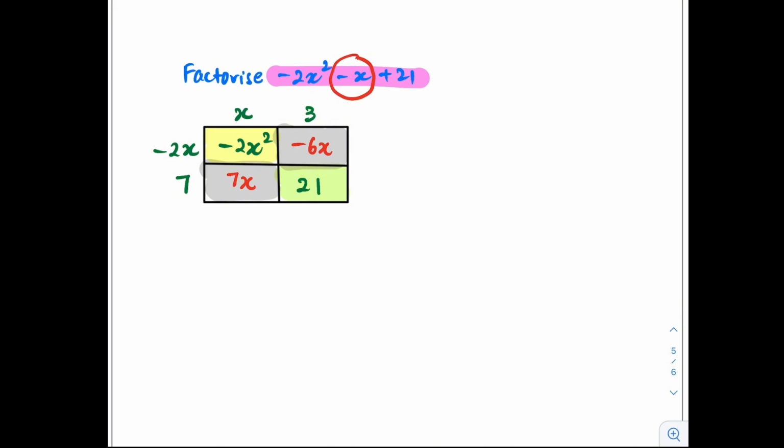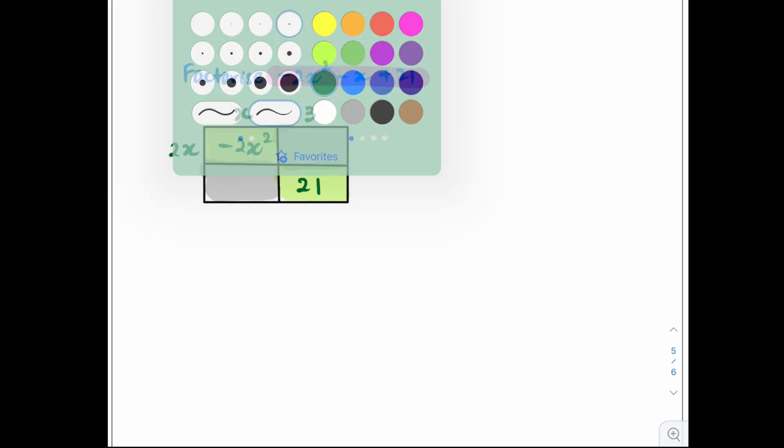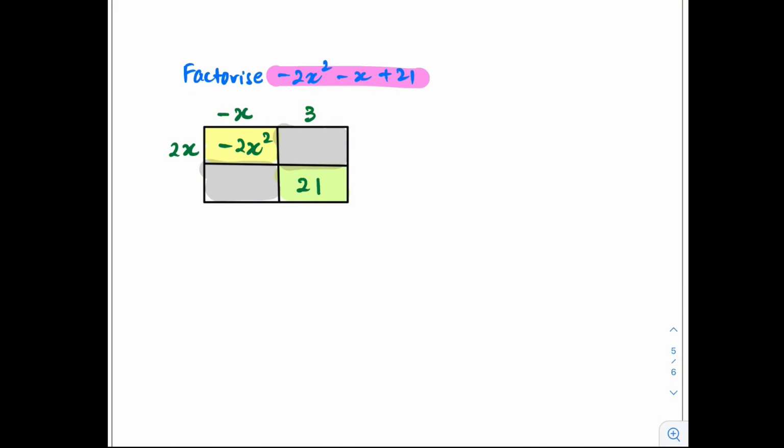So this is what I can do. I can switch the negative sign by changing negative 2x to 2x and putting the negative at x instead and see what happens. Right now in my first gray box, I would have 2x times 3, which is 6x. And in my second gray box, I would have 7 times negative x, which is negative 7x. Let's sum the gray boxes. Will we get negative x? 6x plus negative 7x is indeed negative x.